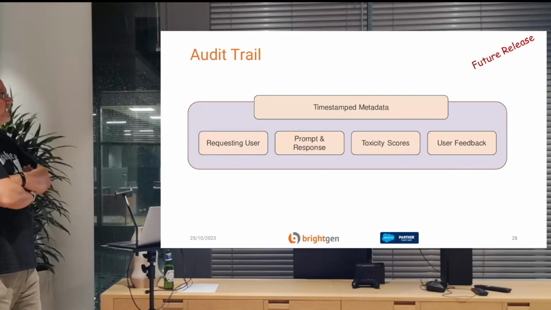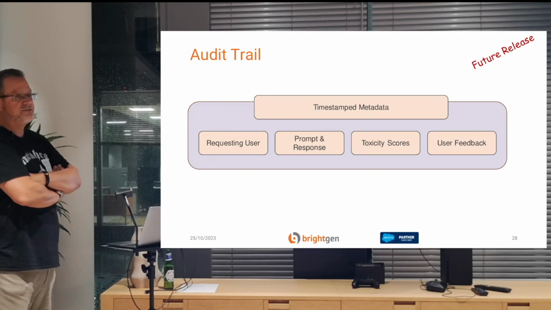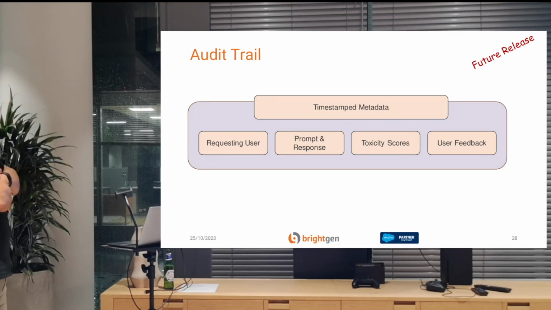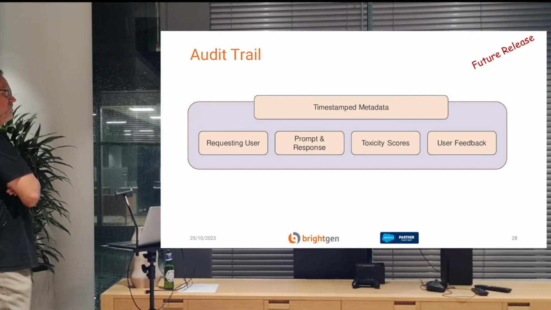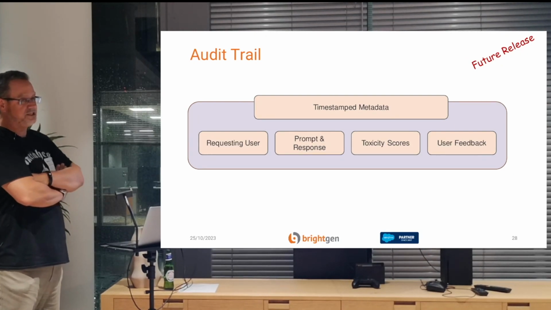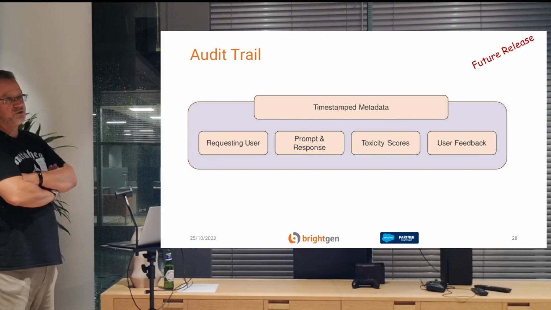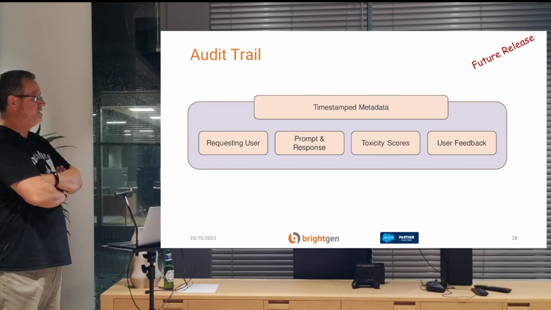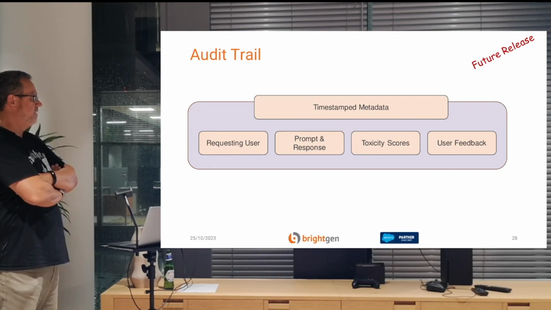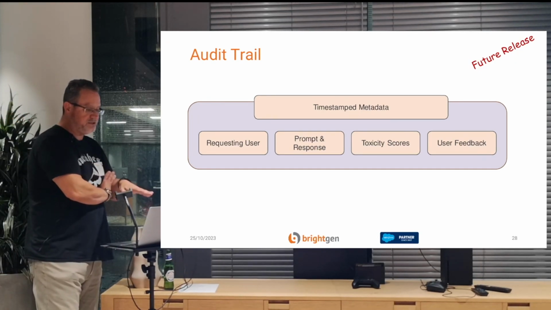Then you've got the audit trail, which again is coming in a future release. So the idea is this is going to be a bunch of time-stamped metadata, which is squirreled away, because transparency, auditability, knowing what happened with the AI, knowing what the AI did is really, really important. And that's going to capture information about the requesting user, the prompt that was sent to them, including all the grounding information, what the response was, what the toxicity scores were, and then also the user feedback. Was the user happy with it, or did they decide that it was no good and decided not to use it? Again, my understanding is that's all coming in a future release.